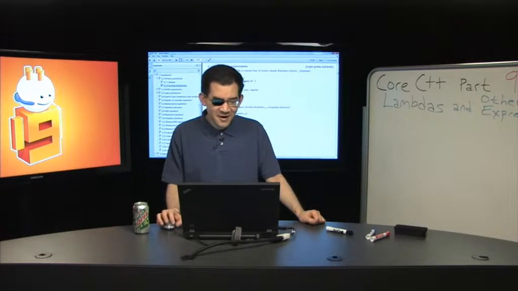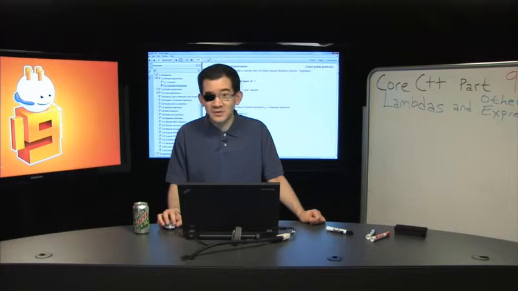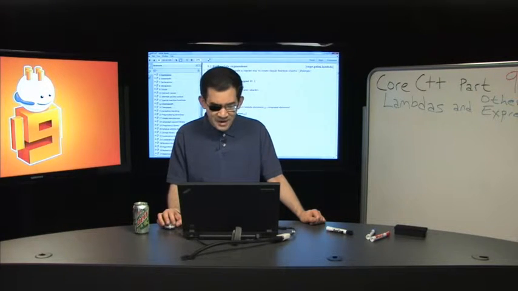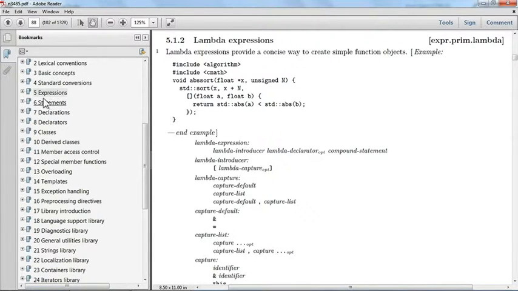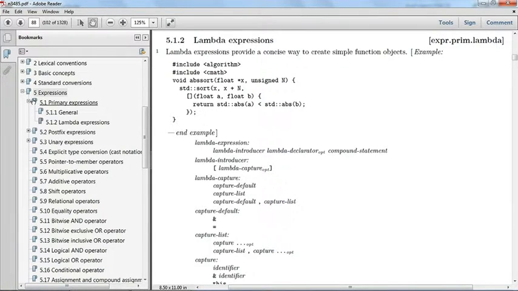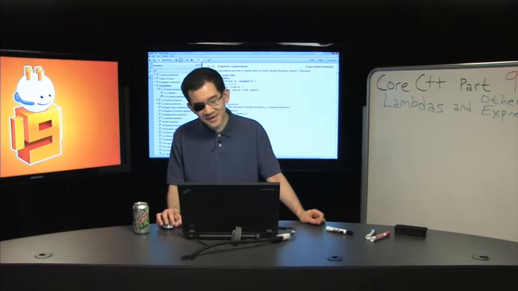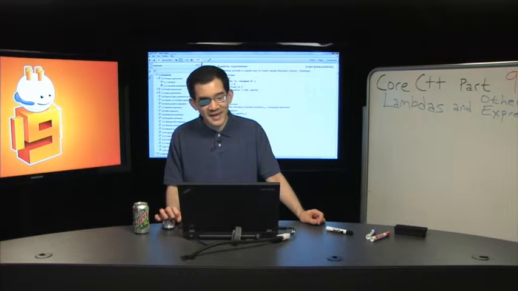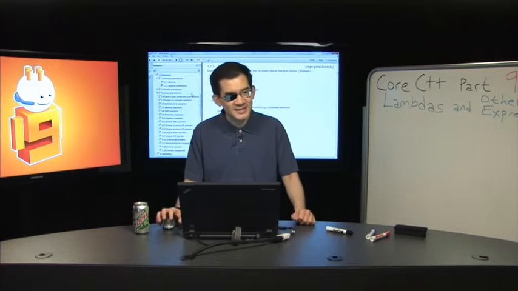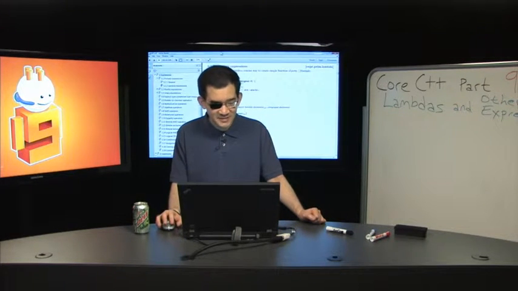So we've gone over lots of the clauses of the Core C++ language, all the way from templates to overload resolution. But I've been having to answer a lot of questions about expressions and especially lambdas recently, and I realized I haven't really talked about those in depth. So before we get to lambdas, I want to talk a little bit about the basics of expressions in C++.